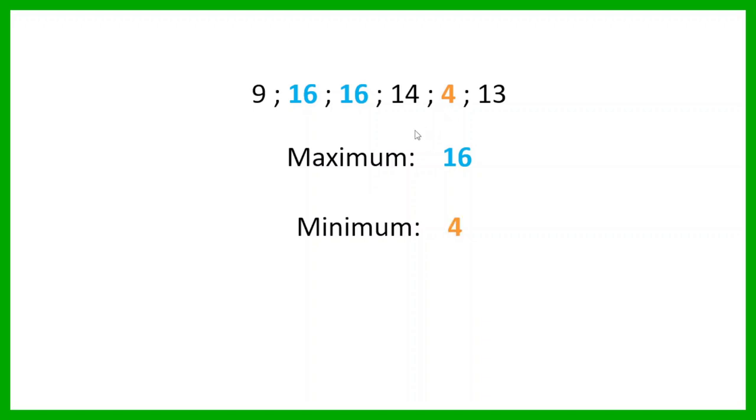Okay, so an example over here: 9, 16, 16, 14, 4, 13. I need to know the maximum, which is the highest, and the minimum, which is the lowest, in order to work out the range. So the maximum is 16, and the minimum in the set is 4. Once I've got those, I'm going to work out my range by finding the difference. Now remember, difference means subtraction. So the range is the maximum minus the minimum, and that gives us, in this example, 12.